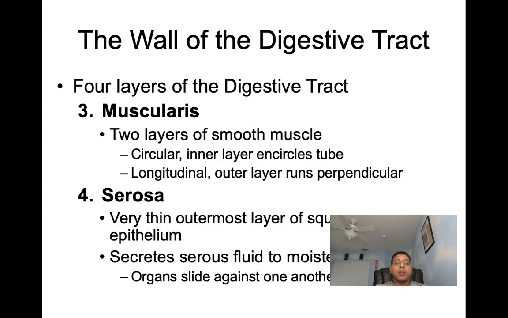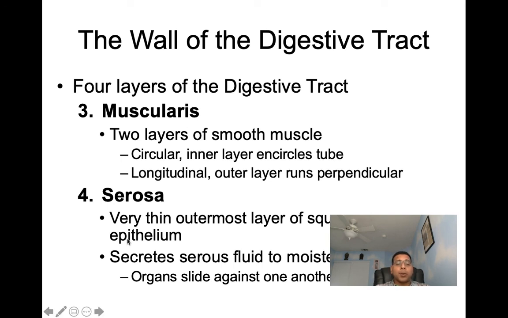And then number 3, we've got the muscularis, or the muscular layer. It's going to be basically 2 layers of smooth muscle. Usually we'll see the inner layer will be the circular layer, and this circular layer is going to encircle the gut. And then you have the outer layer, the longitudinal layer, which will run perpendicular to the circular layer. Now, when we talk about the stomach, we'll see an extra layer, the oblique layer. We'll talk about that when we get there.